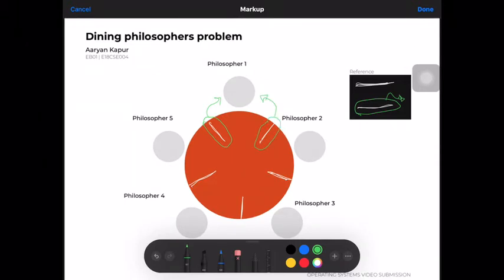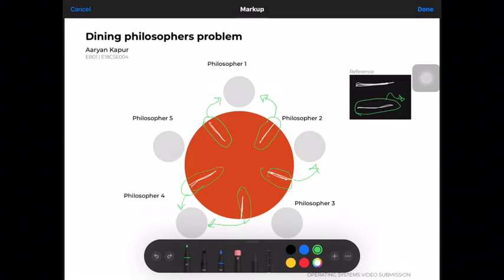Now, simultaneously, let's see if philosopher 4 gets hungry. Philosopher 4 in a similar manner takes the right chopstick and now takes the left chopstick. Now, for example, philosopher 2 gets hungry before philosopher 1 is done. Philosopher 2 has already taken up the left chopstick in his hand, but now he is still waiting for philosopher 1 to complete his meal. Now philosopher 2 is waiting.